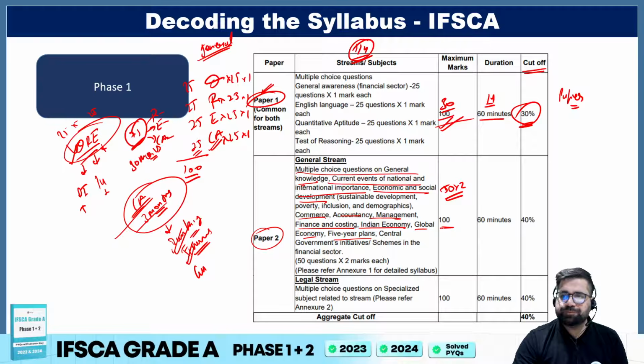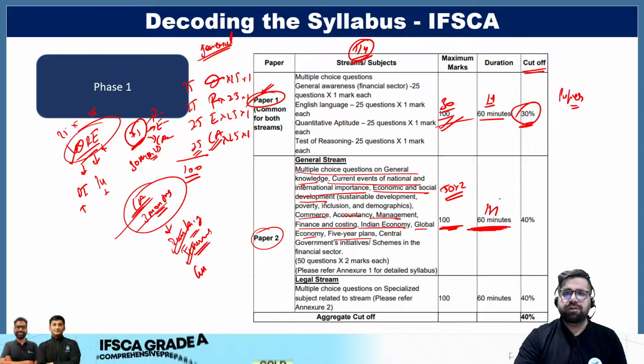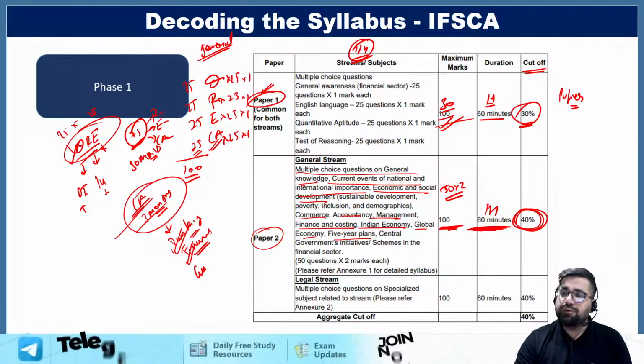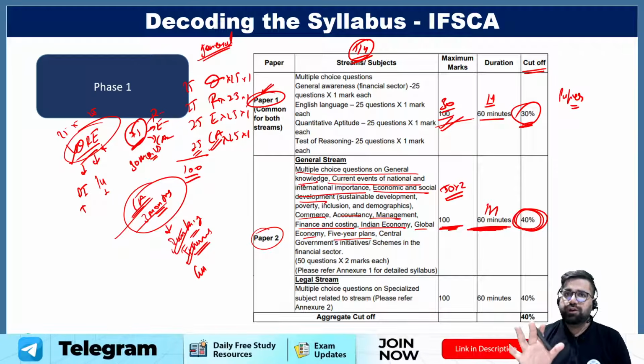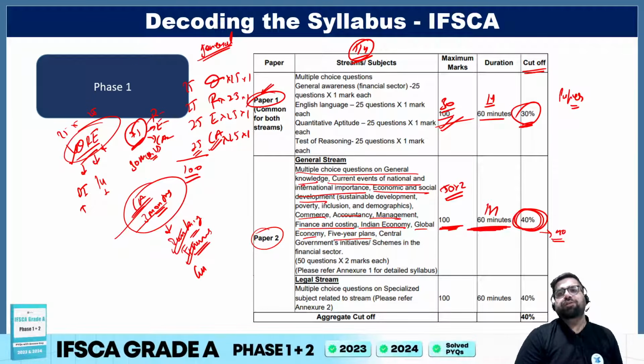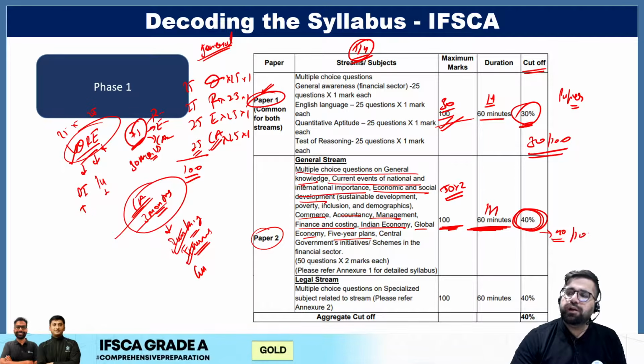Now, if you see, 100 marks are the maximum for paper 2. You have 60 minutes over here, again 1 hour. So in paper 1 also 1 hour, in paper 2 also 1 hour. And you have the paper cutoff. There is no sectional cutoff. There is only a paper cutoff. So in paper 2 you have to get 40. 40 out of what? 100. So in paper 1 you just need to get 30 out of 100. In paper 2 you need 40 out of 100.